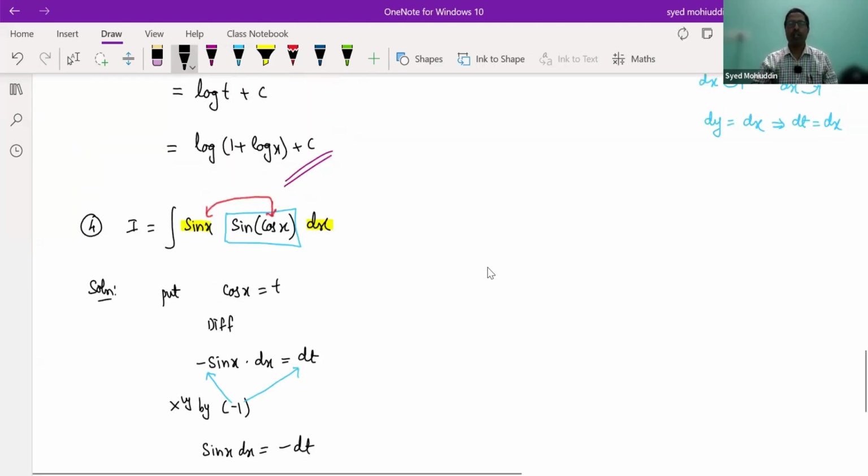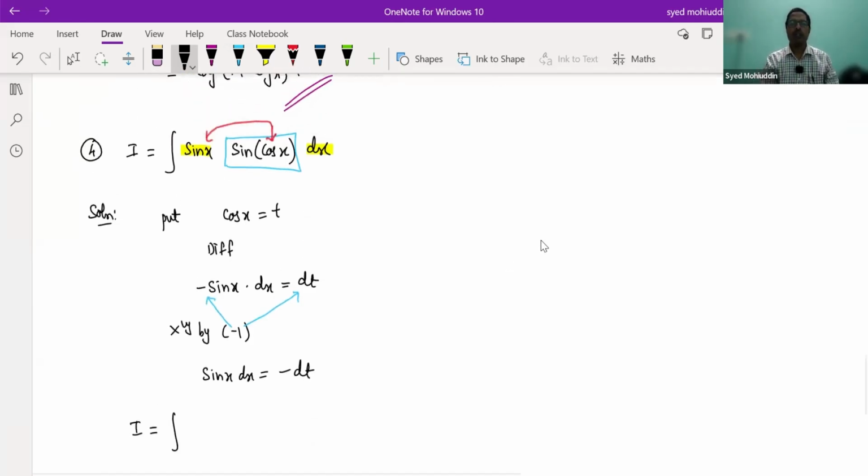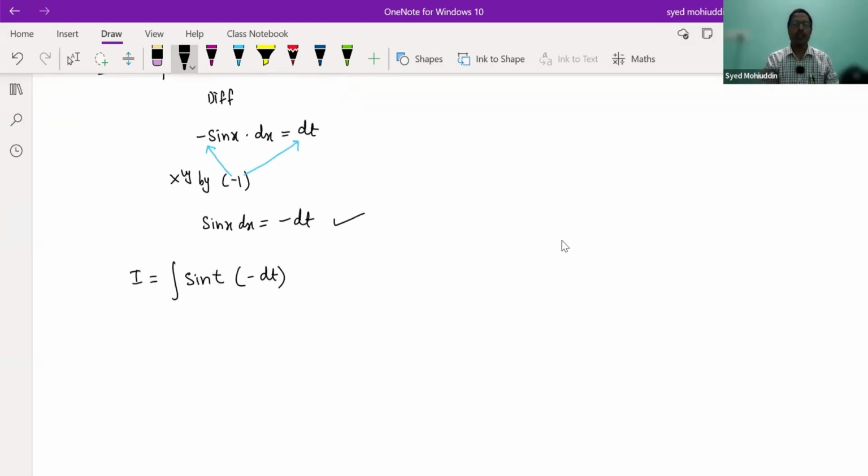Now if you try to plug in back there, in the integral, I will be equals to. So we have integral of. First I'll write down this one. Sine of cos. Cos is what? Cos is t. Cos x is t. So I got sine t. Remaining value is what? Sine x into dx. Sine x into dx, we got it as what? Minus dt. We have replaced it. But minus sign you can take it outside. Minus if you take it outside, you'll just be getting sine of t into dt.